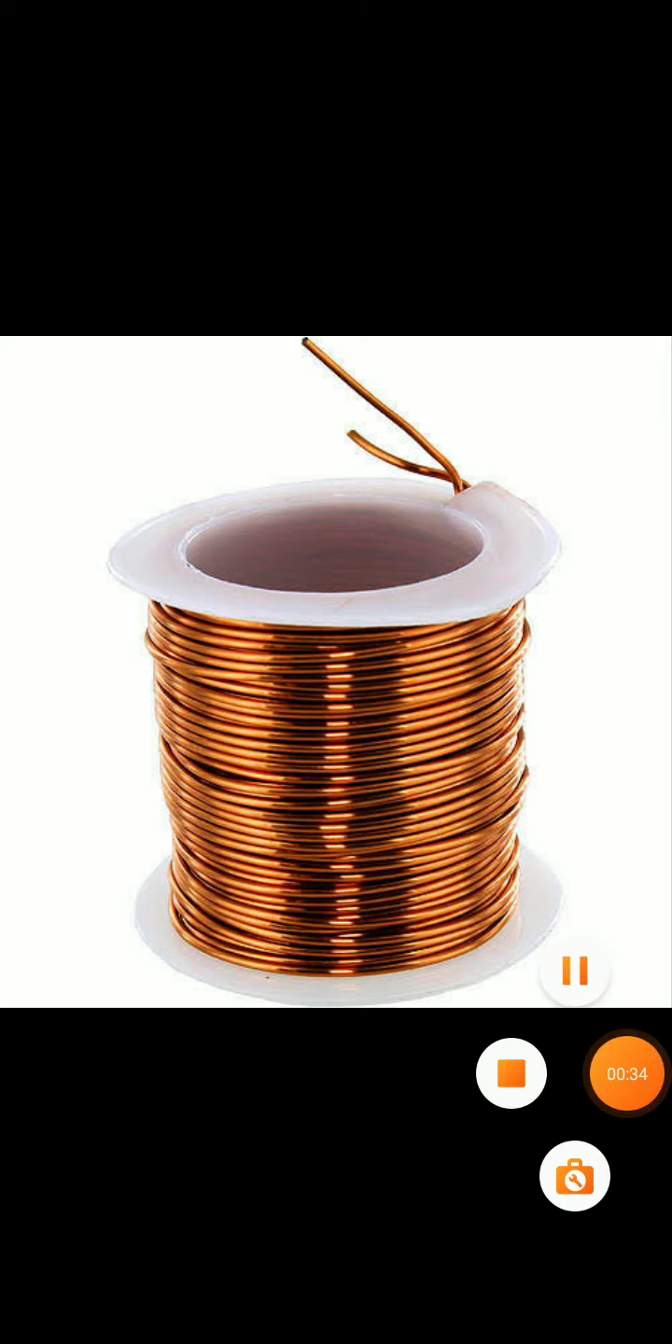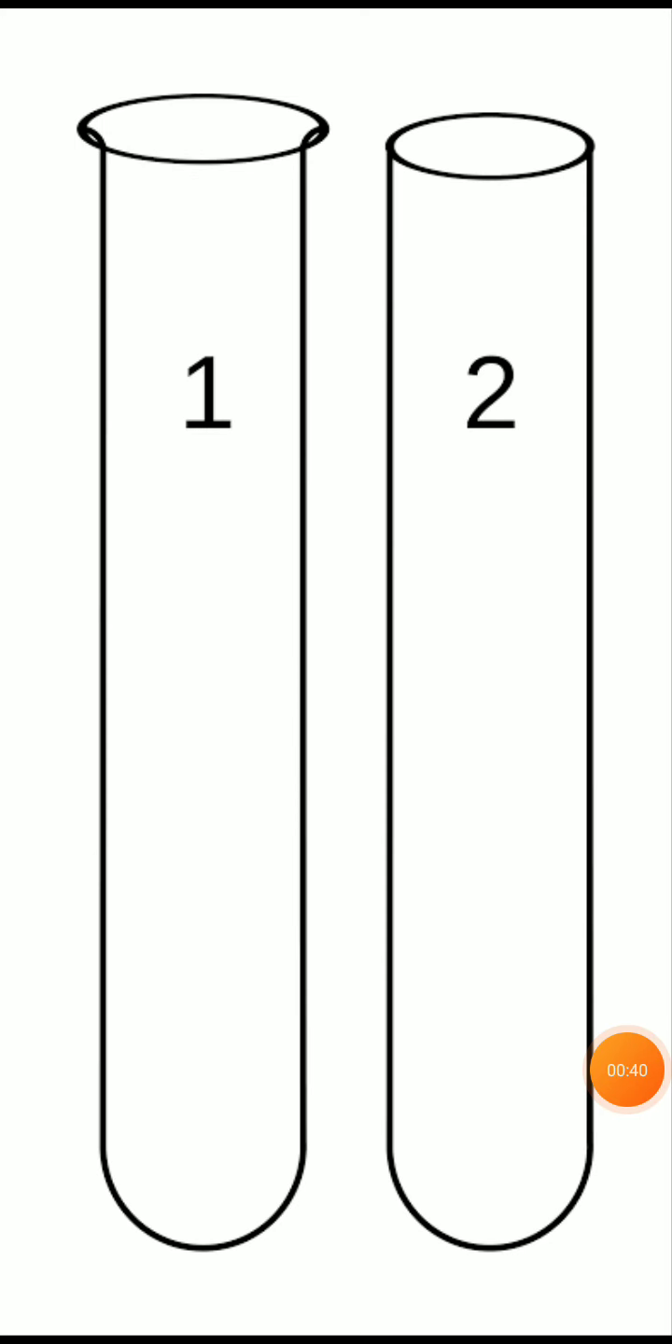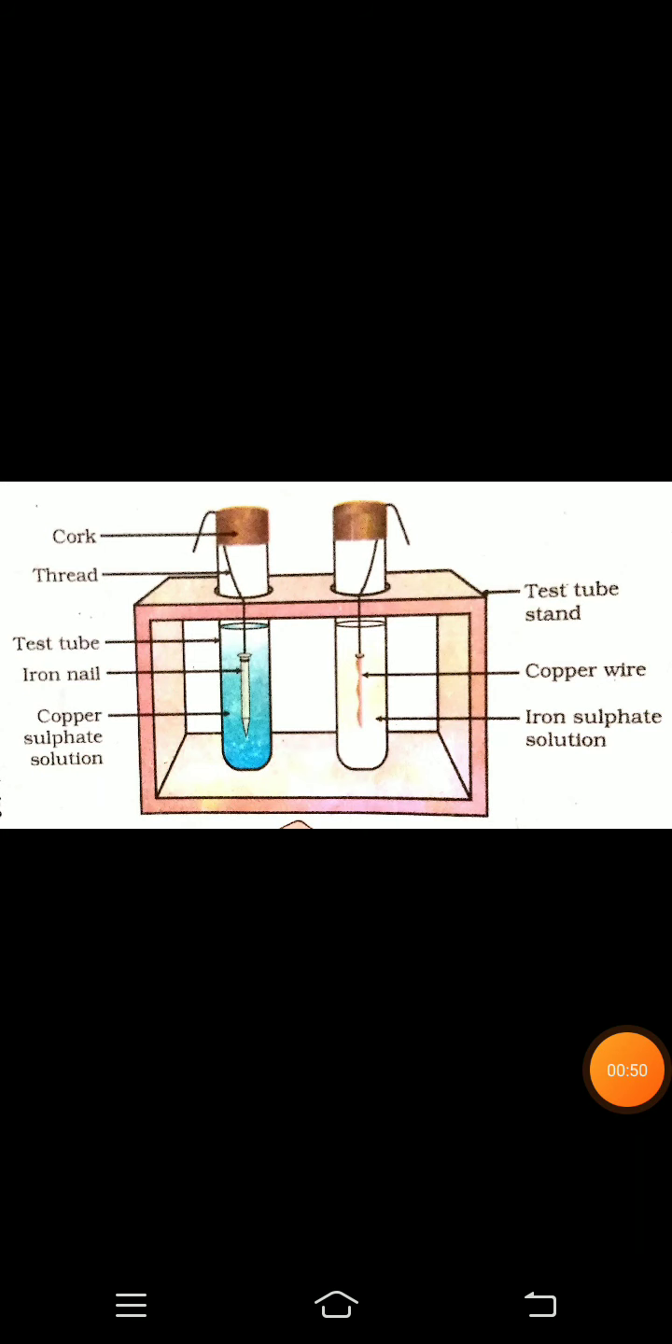Also, you will need an iron nail. You will need 2 test tubes. Now what to do? We have to put the copper wire in a solution of iron sulfate and the iron nail in a solution of copper sulfate.